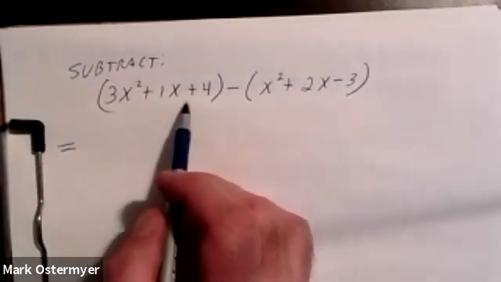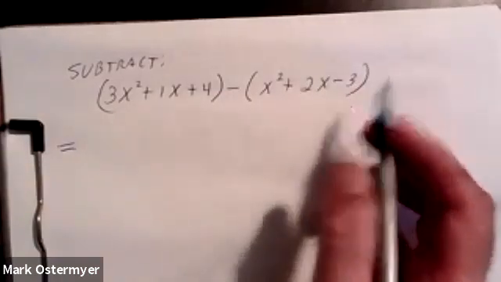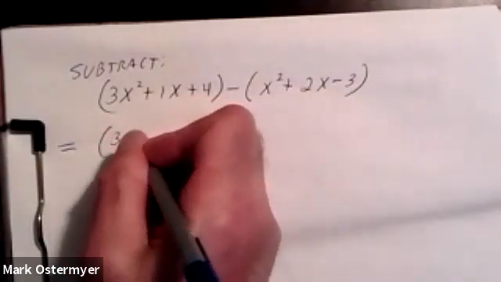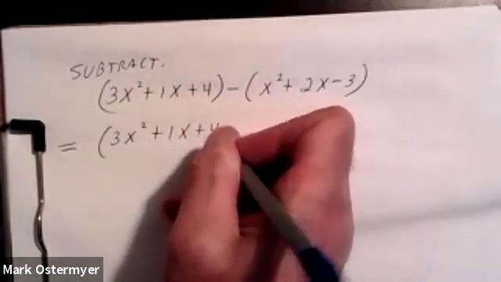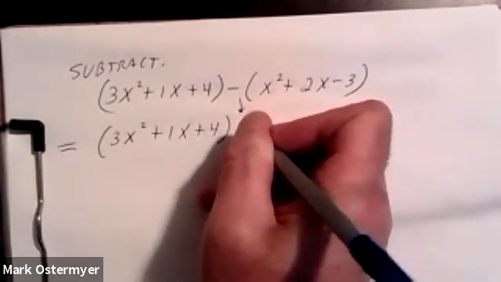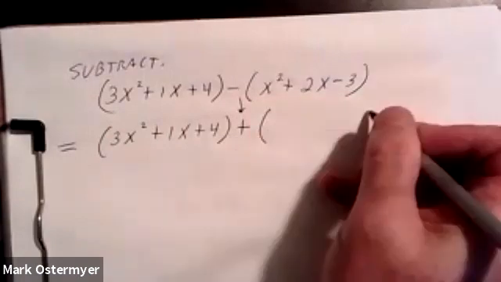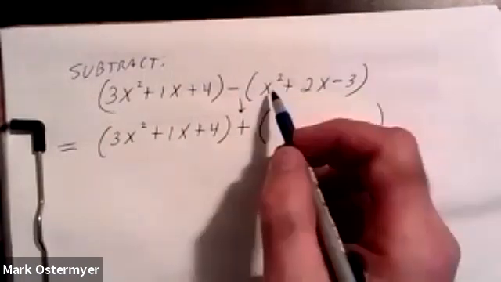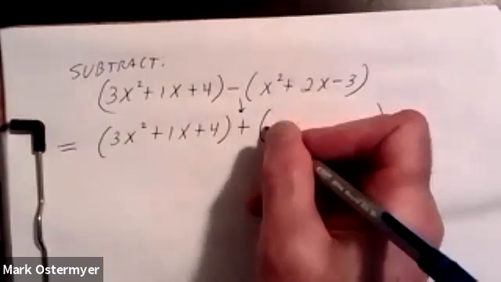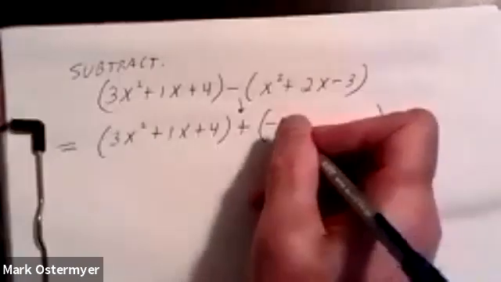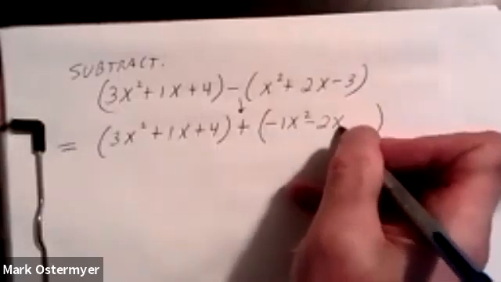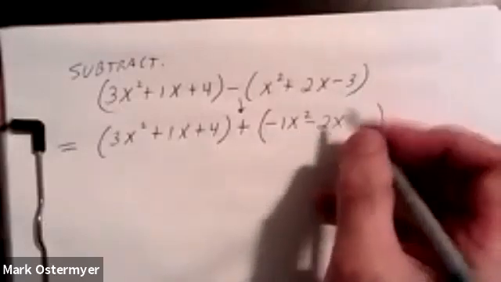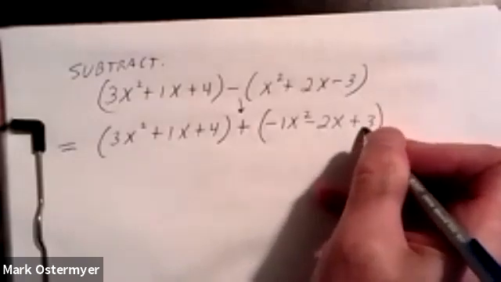So 3x squared plus 1x plus 4 minus this trinomial could be equivalently written as 3x squared plus 1x plus 4, change subtraction to addition. But in changing subtraction to addition, you have to add the opposite of each of these three terms. The opposite of 1x squared, negative 1x squared. Opposite of 2x, minus 2x. Opposite of negative 3, plus 3.